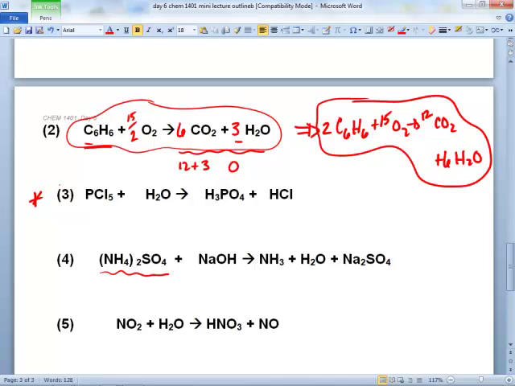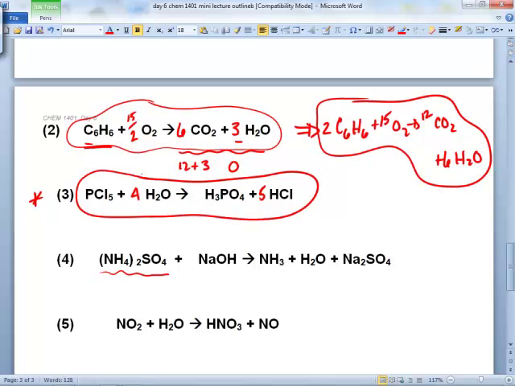Did anybody get an answer for 3? What'd you get? 4 in front of the H2O? And keep going. What else did you get? 5 in front of here? Oh, the HCl. And then you're done? Wow. Someone else brought up a good point. If you would have had 2, 8, 2, and 10, you just want the simplest ratio. So then everyone would end up with the same answer.